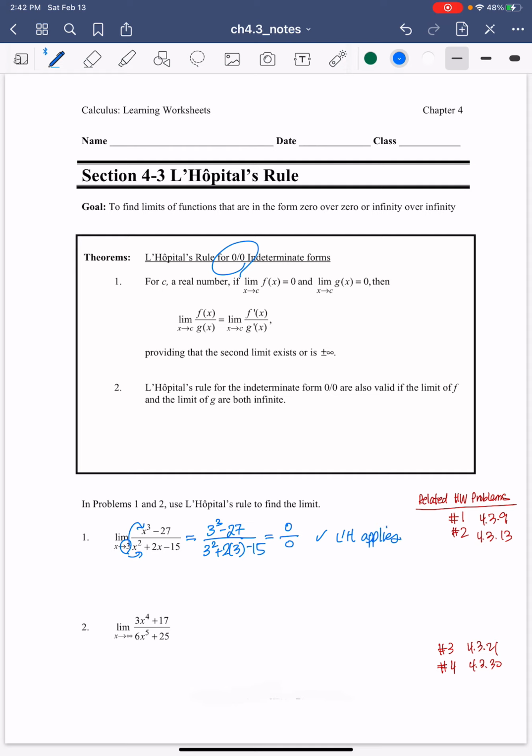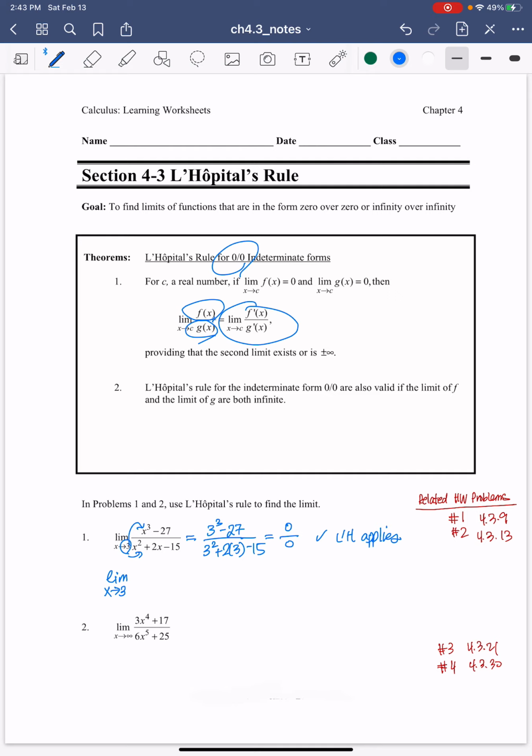So how do we find the limit as x goes to 3 of an indeterminate form? Very simple. You take the derivative of the numerator and then the derivative of the denominator. And the derivative rules we practiced and reviewed the first week. This is the reason why we began with reviewing the concept of derivative. And then we plug in c.